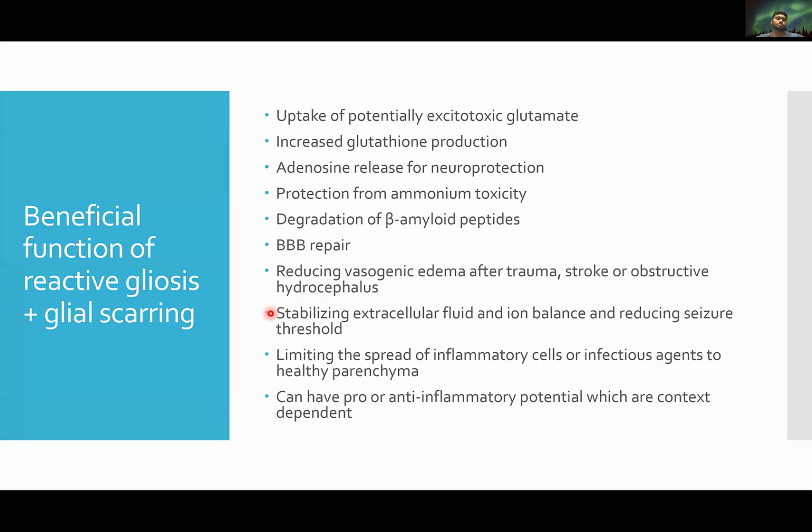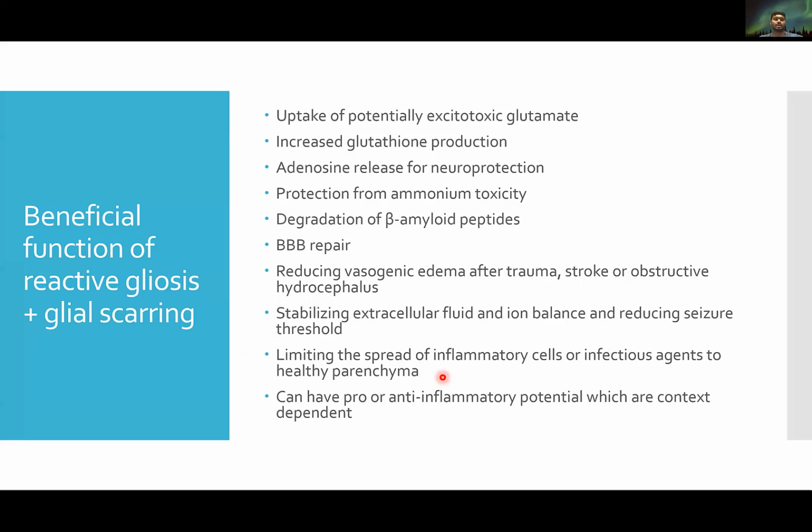Also, limiting the spread of inflammatory cells or infectious agents to healthy parenchyma. This is more so related to the function of the glial scarring. So, the very dense collagen fibers in the extracellular matrix prevent the cytokines from going and affecting the healthy brain tissue, when it should be more localized and should be functioning at the damaged part of the CNS. And finally, it can have pro or anti-inflammatory potential, which are context dependent.